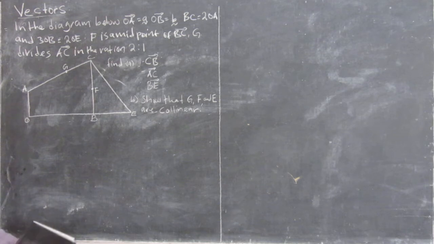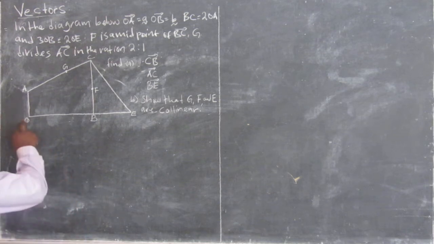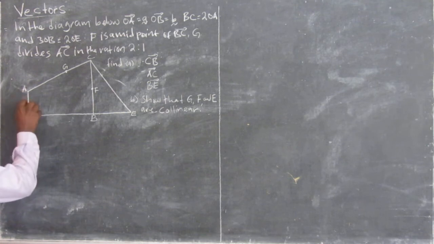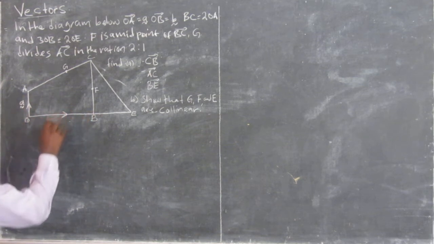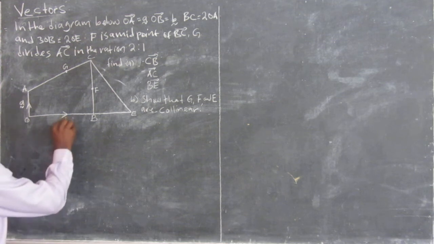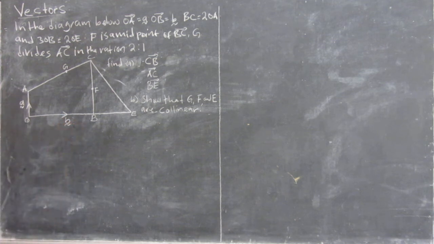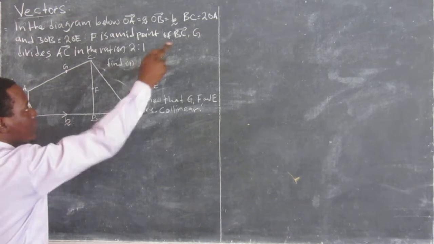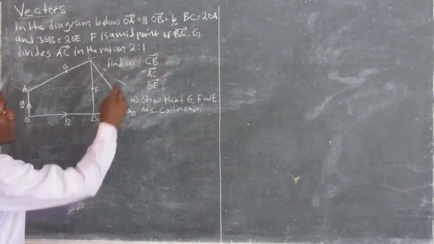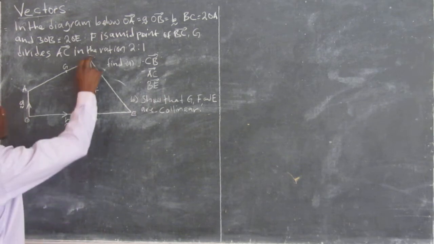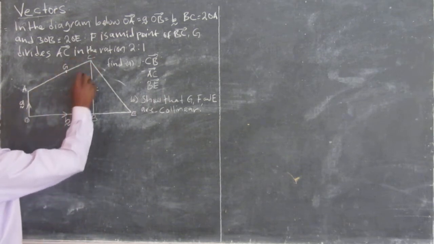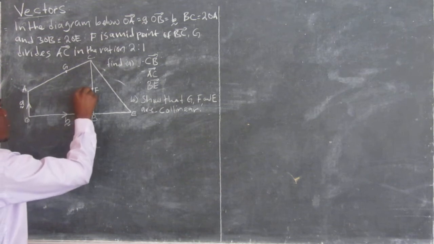As you can see, basically this number is saying in the diagram below we have OA. Our OA is this one here. And then OB, O to B, the direction, and its vector is B. And also we have BC. We have BC is equal to 2OA. This is our BC, B to C, the same as 2 times OA. Therefore, from here to here is 2A.